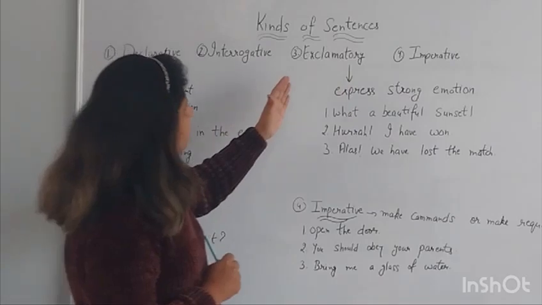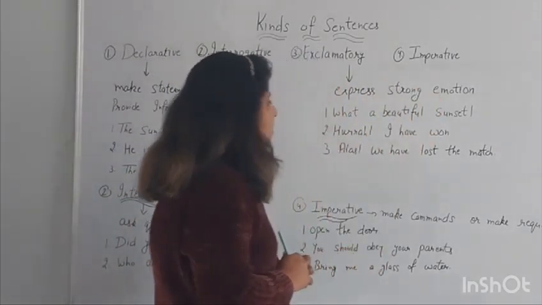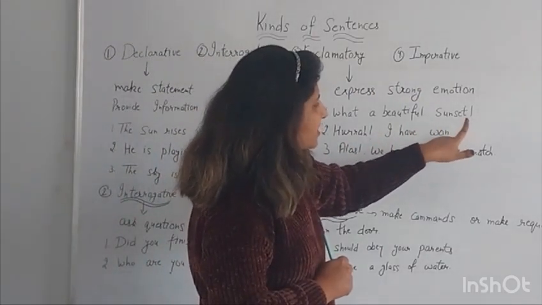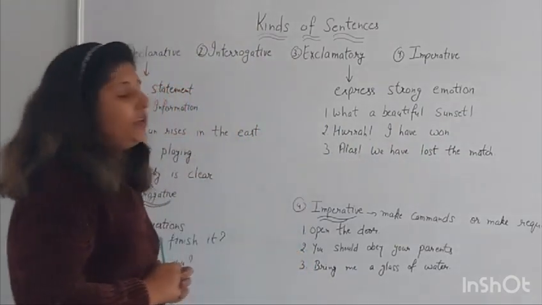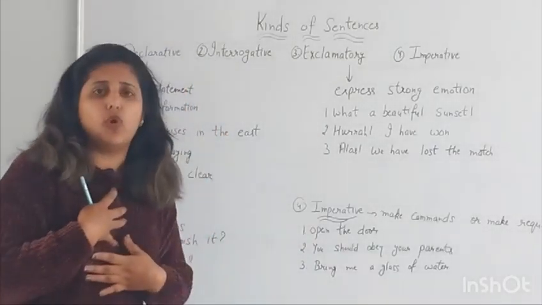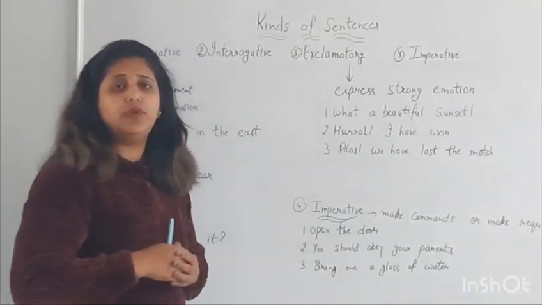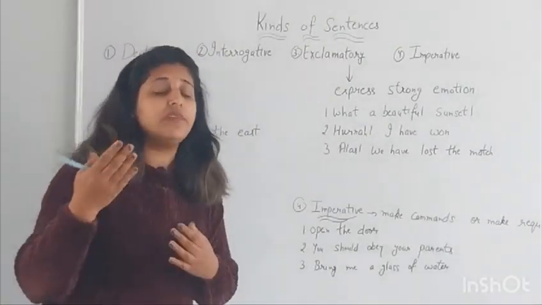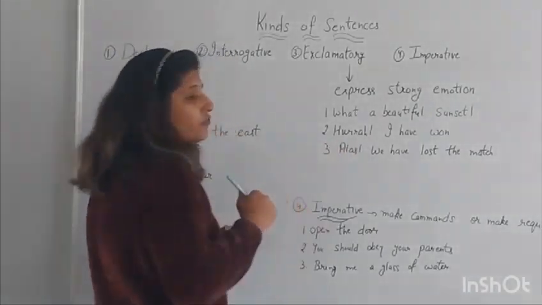Now in exclamatory sentences, we express a strong emotion. You must be seeing that I have put here a sign of exclamation. These are called the sign of exclamation. Now in it we are just full of surprise and we want to express our strong emotion, like what a beautiful sunset, what a beautiful red rose, what a beautiful dress she is wearing, in which we are just full of surprise.